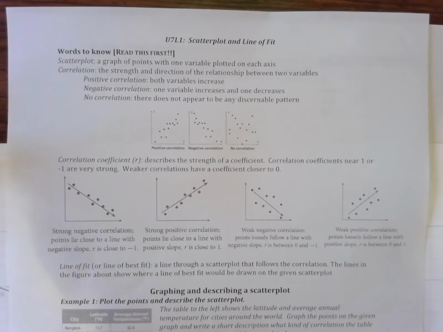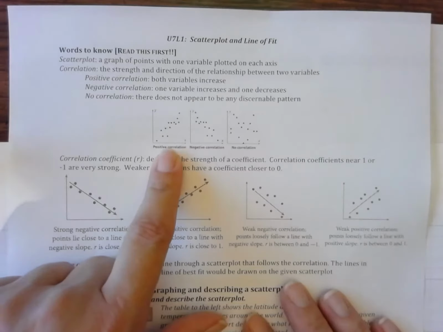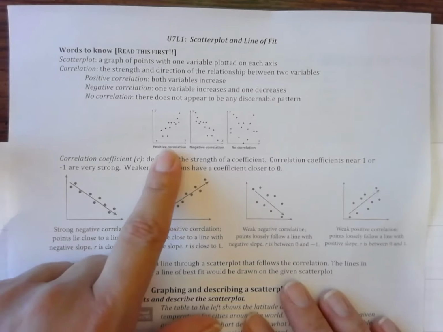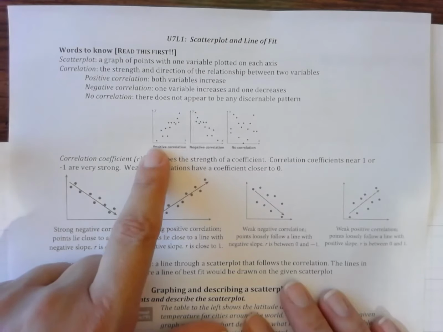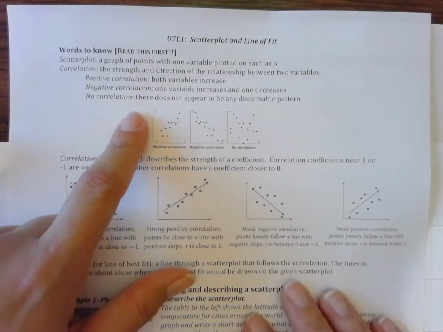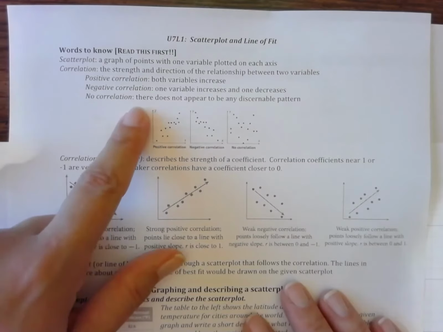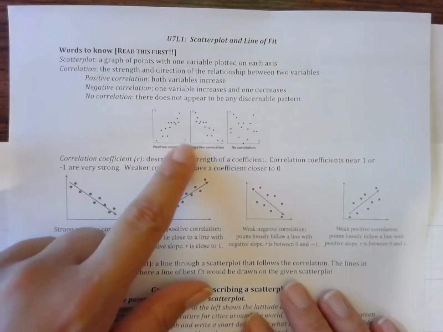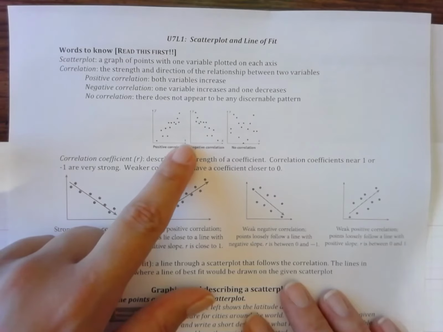The correlation is the direction of the relationship between the two variables. A positive correlation, and this is an example of what a positive correlation looks like, is one in which both variables increase. And you could use the example of as temperatures rise, so as the temperature went up on the y-axis, ice cream sales might increase in a town.